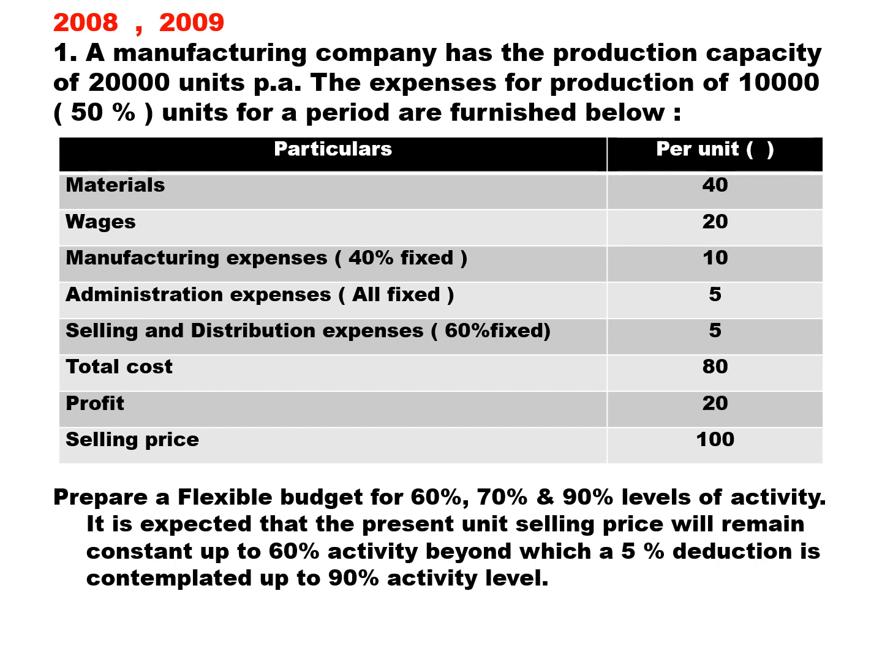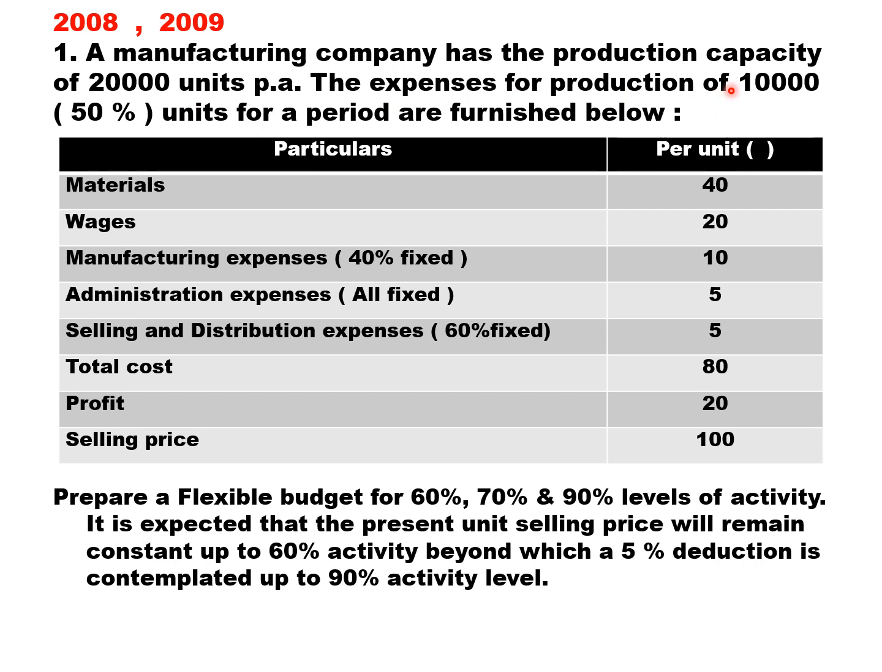A manufacturing company has a production capacity of 20,000 units per annum. The expenses for production of 10,000 units for a period are furnished below. So the company has a total capacity to produce 20,000 units, but they have given the data only for 10,000 units, which is equal to 50%, because 10,000 is 50% of 20,000. Full capacity, 100% capacity, is 20,000 units.